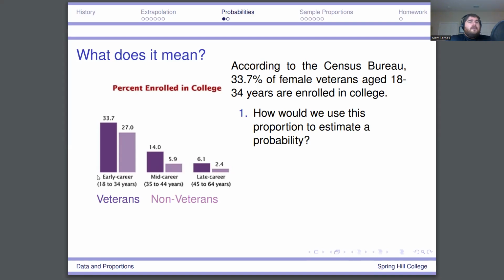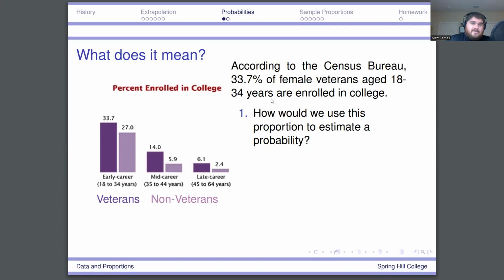So what we want to do here is really just take that 33.7% and reframe it a little bit. This is our sample that we've gathered, where we have about a third, 33.7%, of our female veterans aged 18 to 34 enrolled in college. And so we just want to reframe it in a way that says, if I were to go out and select at random from the entire population of female veterans between 18 and 34 years of age, if I were to randomly select one of them, what would the probability be that they are in college? And this can give us a good estimate.